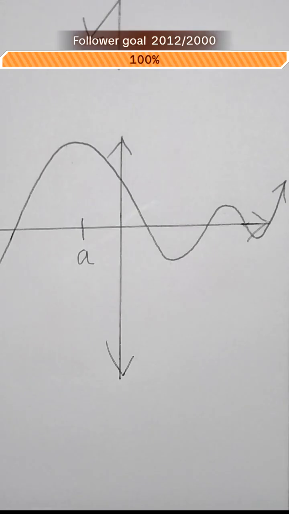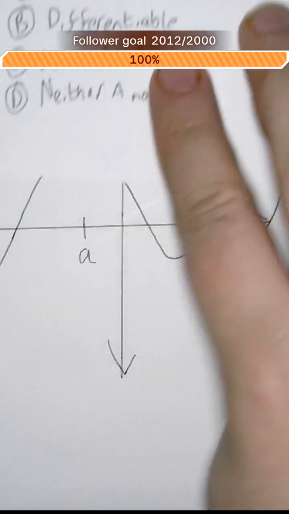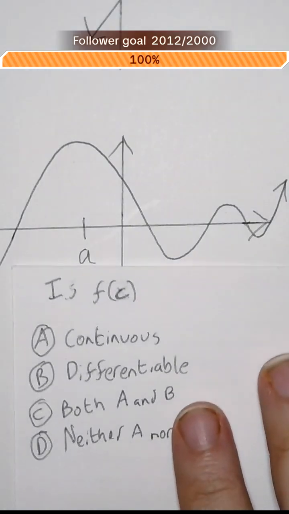So what do we think? At A, is this function continuous, differentiable, both continuous and differentiable, or neither continuous nor differentiable? What do we think? Here are your choices. If I can attempt to do this without covering the graph. There we go.